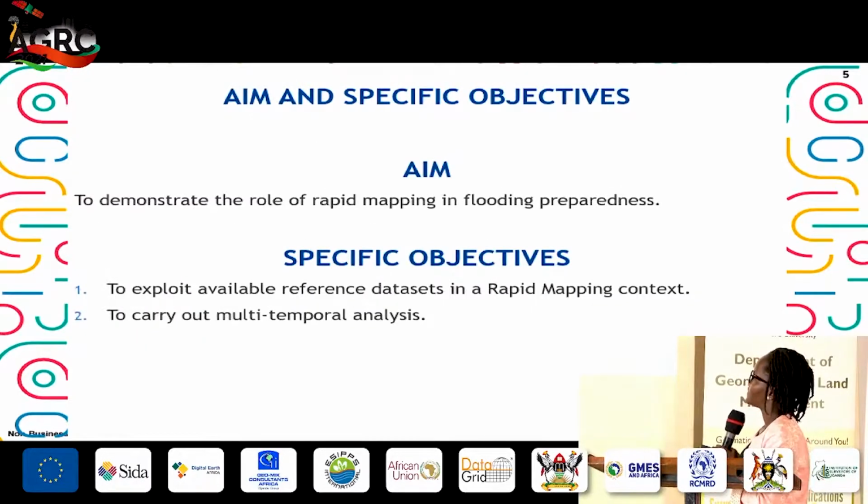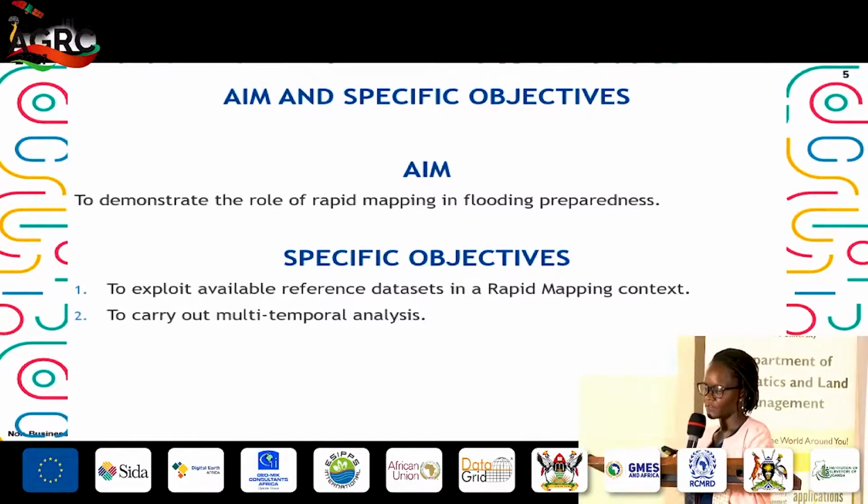The main aim of the study is to demonstrate the role of rapid mapping in flooding preparedness. The specific objectives we looked at was to exploit the available data sets that can be used in a rapid mapping context, meaning you look at what is available. These can be data sets that are, as I said, OSM, or they are data sets that are in other platforms that are being used currently or employing techniques such as GIS.